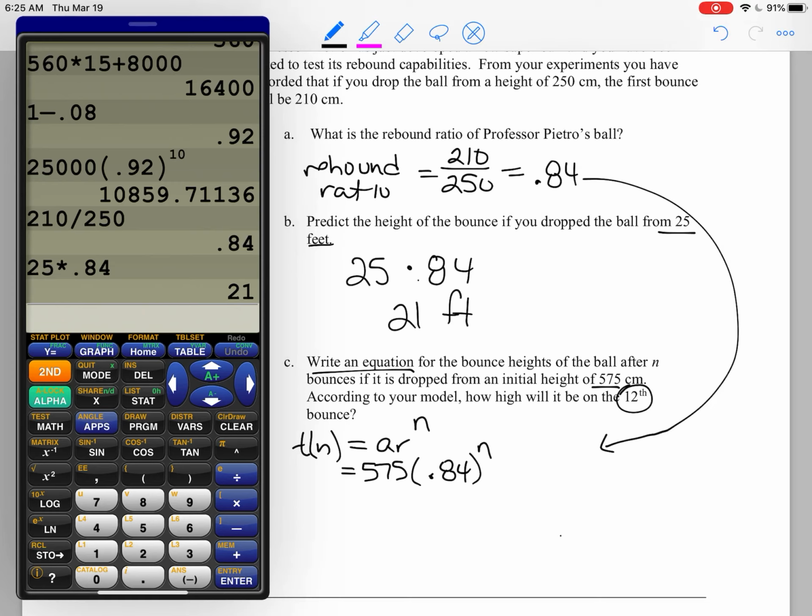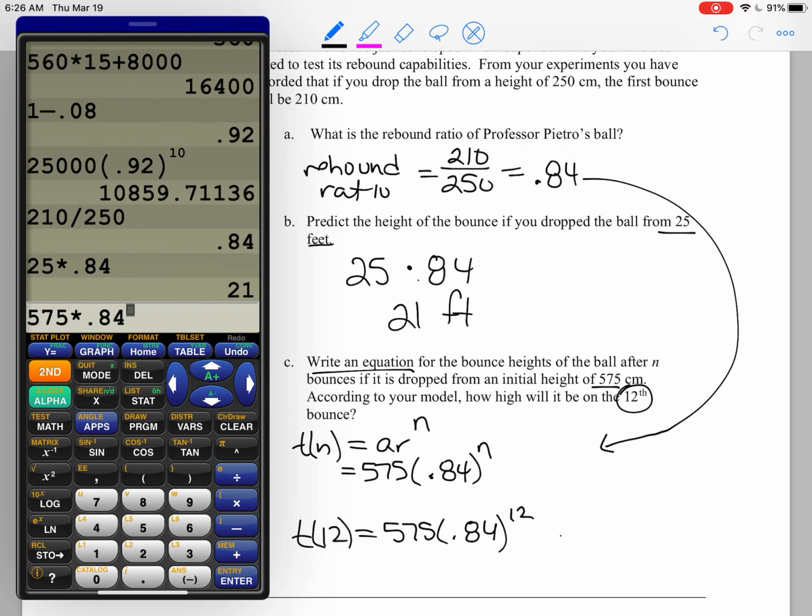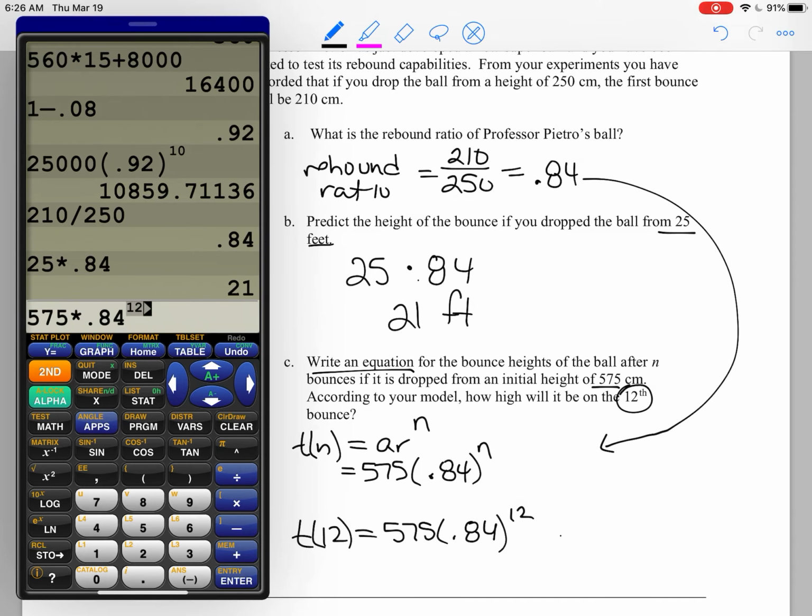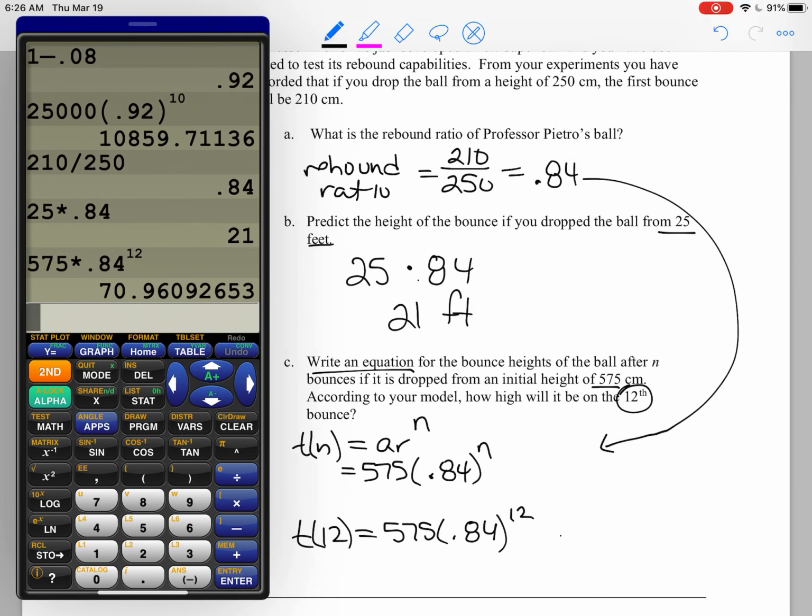Part B now is the 12th. So we want T of 12. And that's going to be 575 times 0.84 to the 12th. Put this in our calculator. And we get about 70.9609 centimeters.